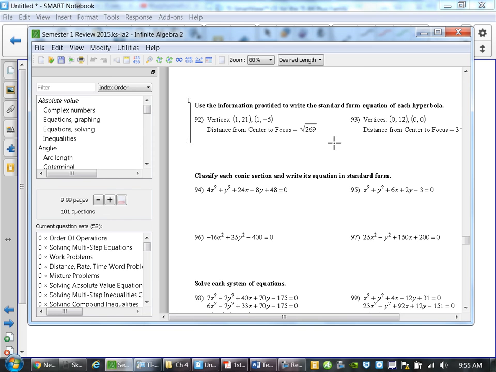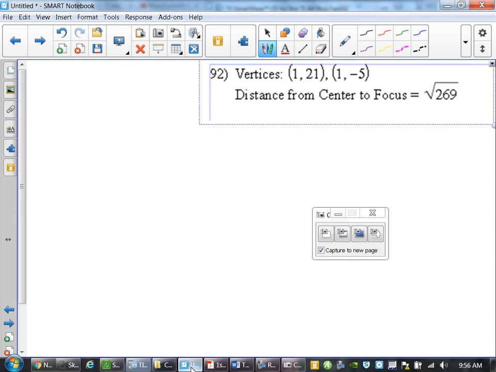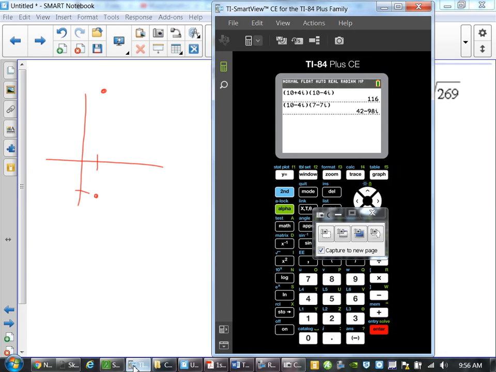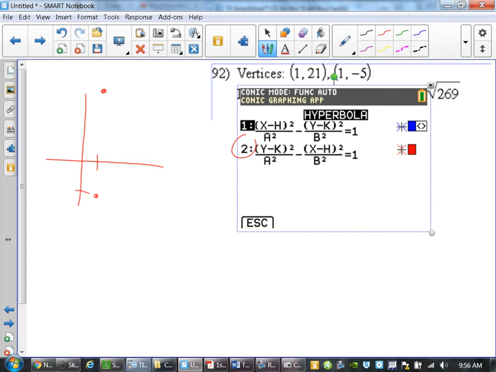It's a hyperbola. So we have vertices at 1 and 21 and 1 and -5. If my vertices are at 1 and 21 and 1 and -5, what direction is the hyperbola going? Up and down. If it's an up and down hyperbola, what comes first, the x minus h or the y minus k? Well, let's take a look.